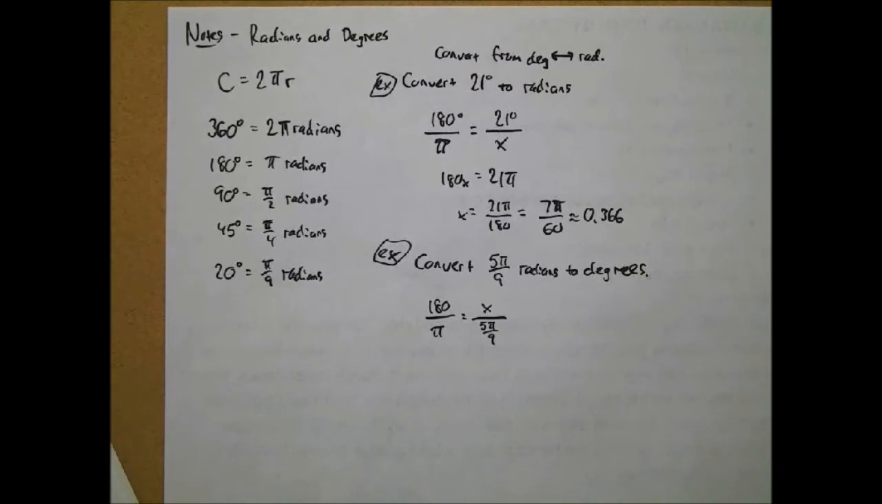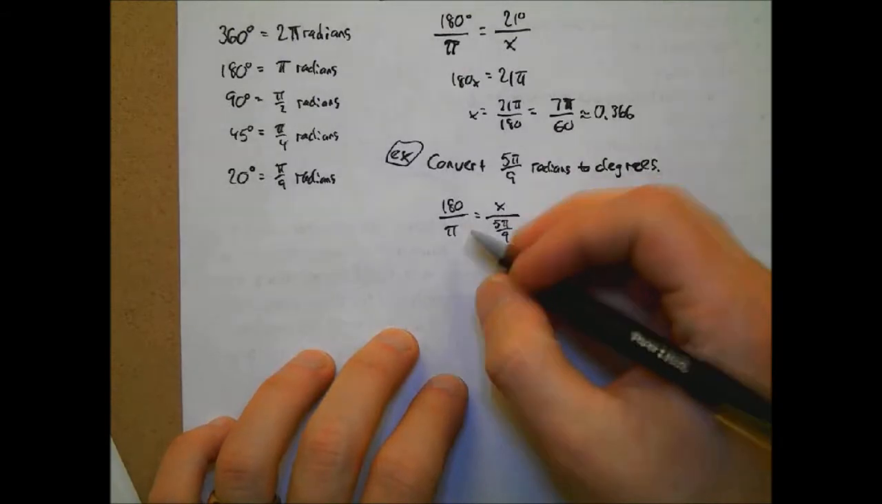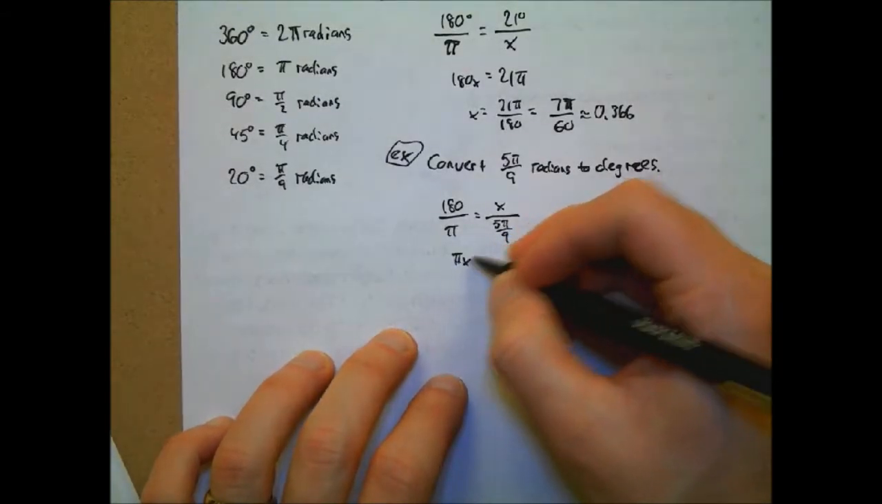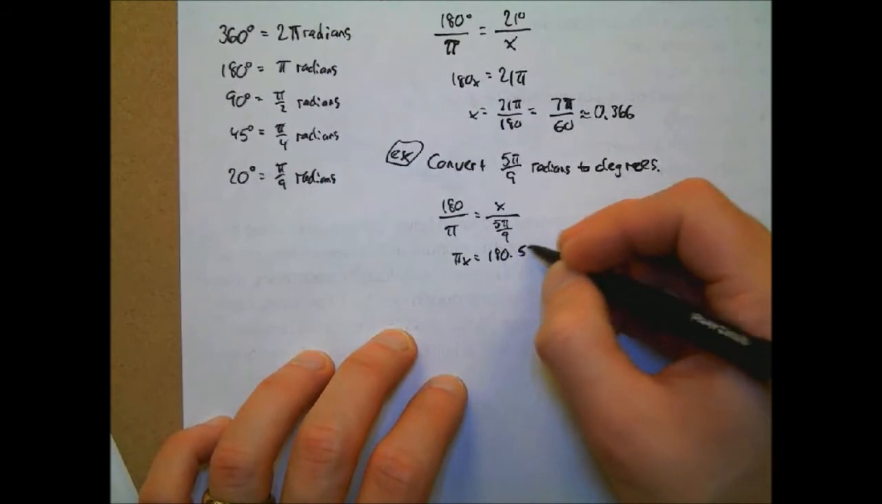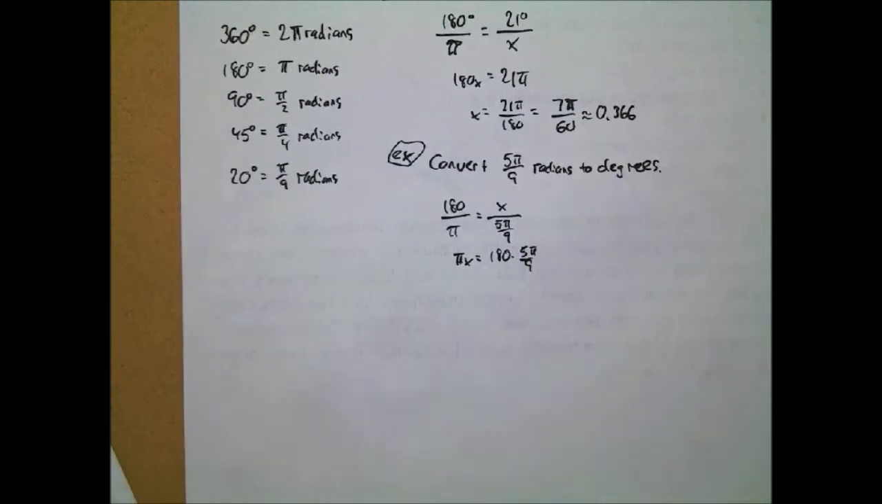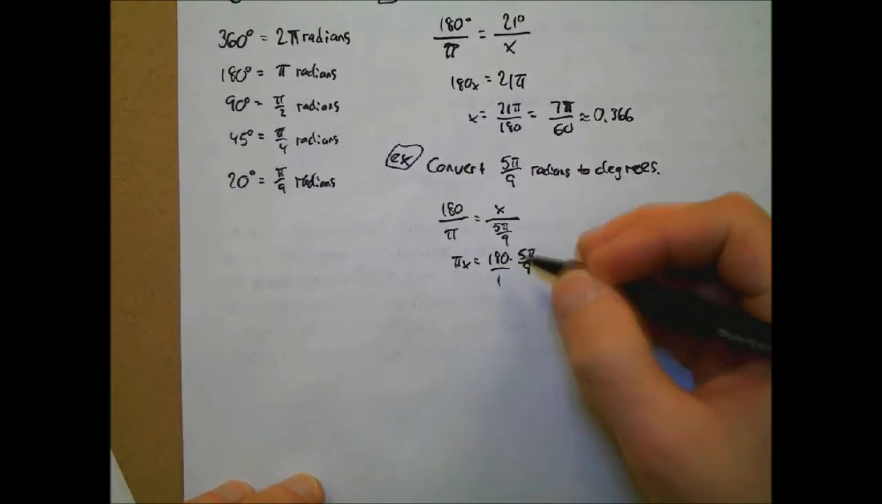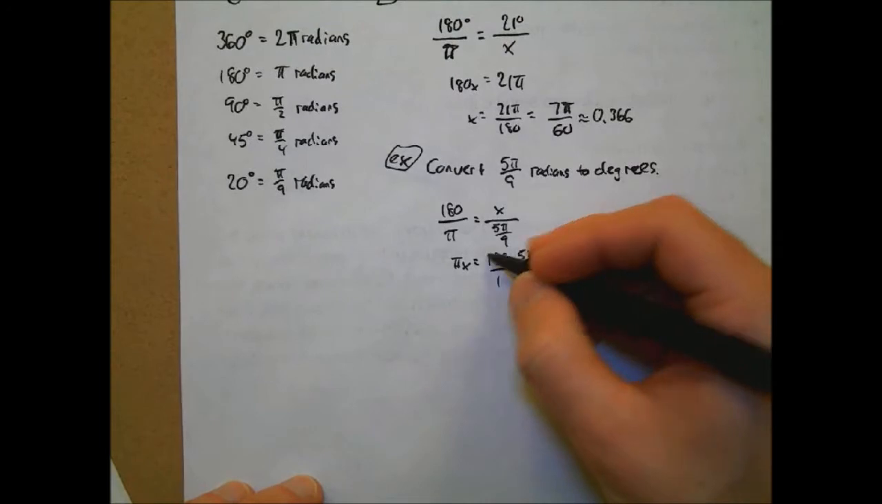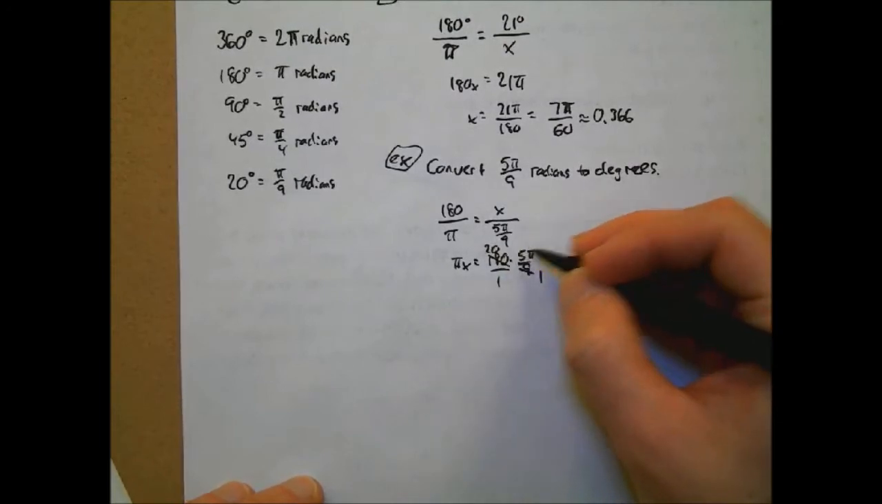Okay, so how do we solve this again? What should we do? Cross multiply. So we'll do pi times x, which is pi x, and then 180 times 5 pi over 9. Okay. Well, we can simplify this a little bit for ourselves, right? So 180 and the 9 can simplify. We can cancel, that'll be a 1, and that'll be a 20. So we have 20 times 5, or 100 pi.